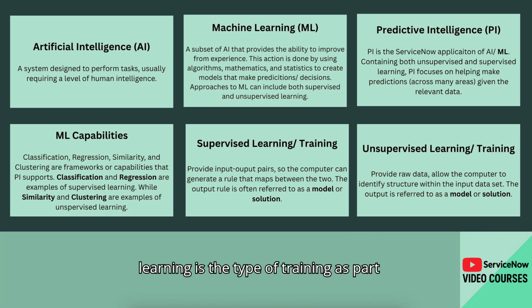Supervised learning is the type of training as part of which we provide input-output pairs, so the computer can generate a rule that maps between the two. The output rule is often referred to as a model or solution. Unsupervised learning is the type of training as part of which we provide the raw data to allow the computer to identify structure within the input data set. The output is referred to as a model or solution.